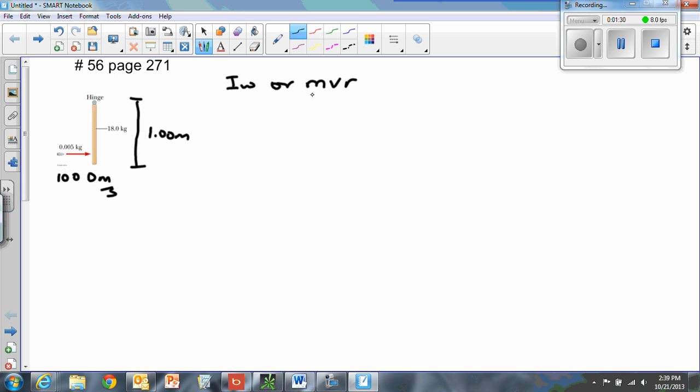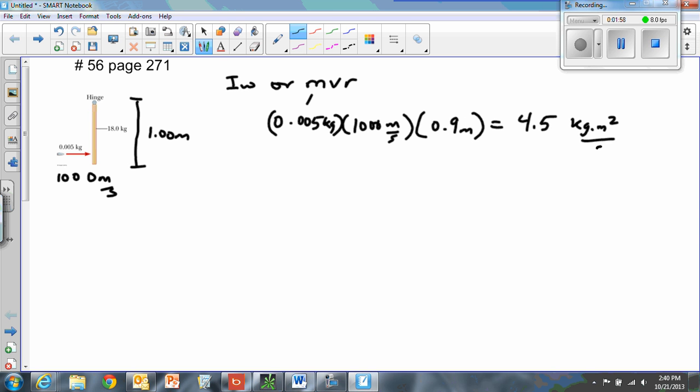Okay, so the bullet absolutely, yes, has a mass of 0.005 kilograms. It has a velocity of 1,000 meters per second, and it has a distance from that hinge of 0.9 meters, 9 centimeters. Well, I've already done the math, and that's 4.5, and that's going to be kilograms times meters squared per second. So that's its angular momentum. So yes, it does.